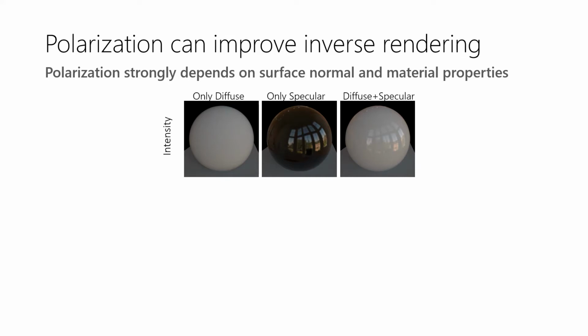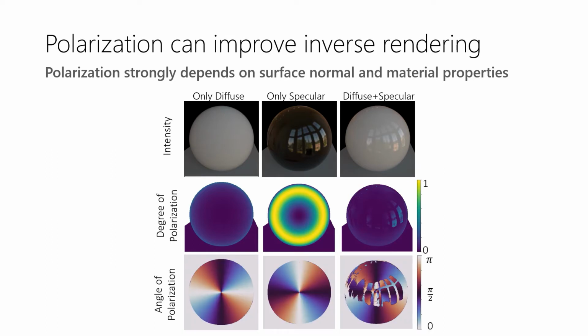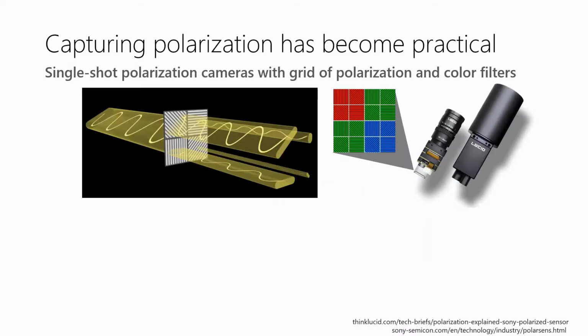Polarization strongly depends on material properties and surface normals. Here are the physically based renderings of the diffuse and specular components of a glossy sphere in uncontrolled lighting. The degree of polarization is higher for specular and depends on the elevation angle of the normals, while the angle of polarization is orthogonal for diffuse and specular components and depends on the azimuth angle of the normal.